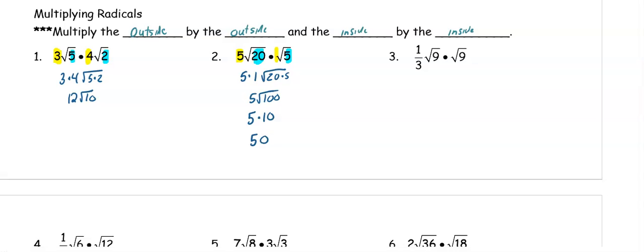In number 3, we have 1/3 root 9 times root 9. So we have the 1/3 and then just a 1 outside that would multiply together. And we have 9 times 9, which would multiply together. So 1/3 times 1 is 1/3. 9 times 9 gets us a square root of 81. 81 is a perfect square because remember we go back to 9 and 9, so that's really just 9. So we have 1/3 times 9, which is 3.